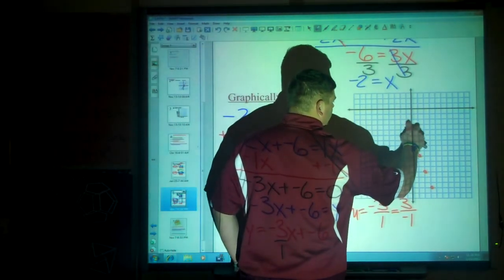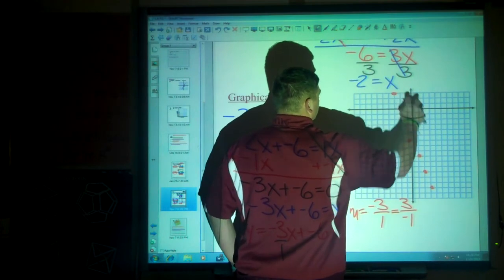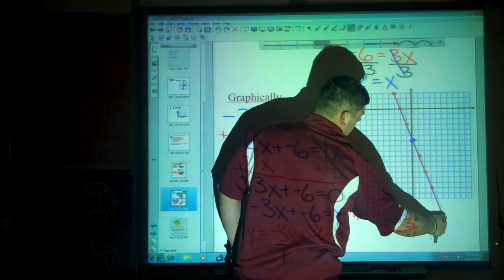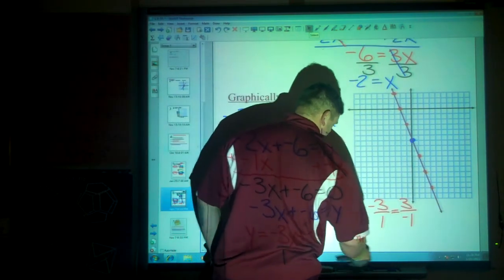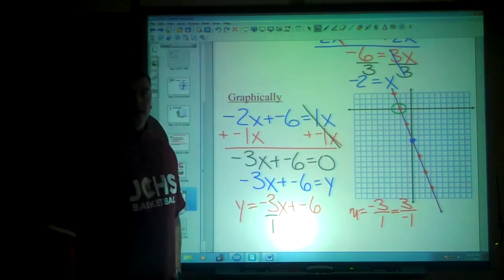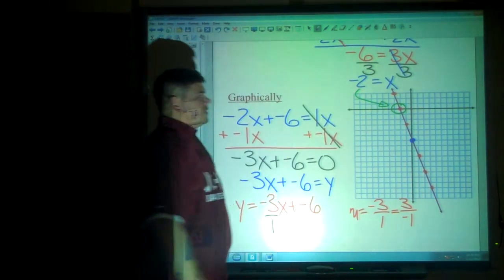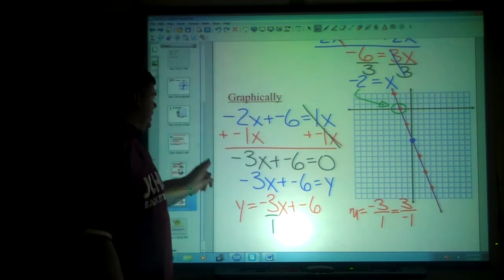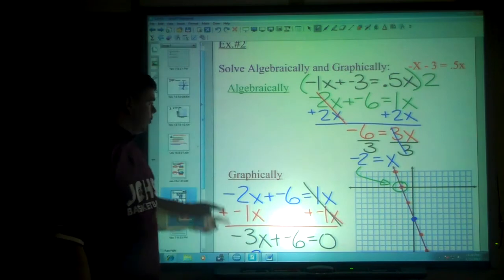1, 2, 3, left 1. And now I can make my graph. And if I notice on my graph where it crosses the x-axis, right there is the solution, which happens to be at x is equal to negative 2. So where my graph crosses the x-axis is the exact same answer I would have gotten if I solved algebraically.